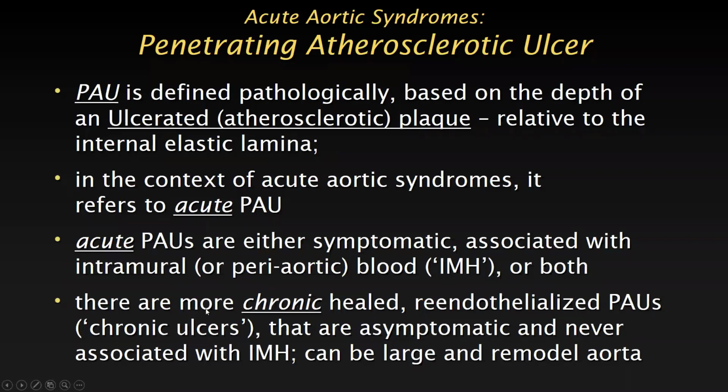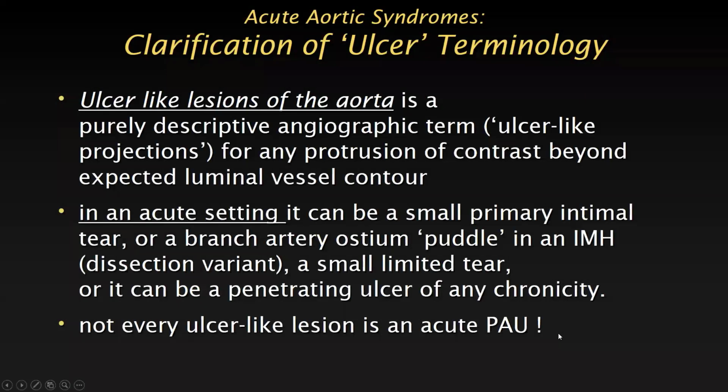But then there are way more chronic, healed, re-endothelialized PAUs or chronic ulcers, and those are usually asymptomatic and never associated with IMH. They can sometimes even be large and look like small aneurysms, so they can become aneurysms. But again, they are not a part of the acute aortic syndrome spectrum.